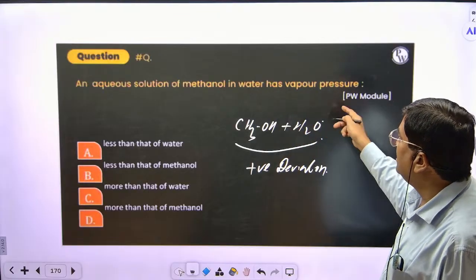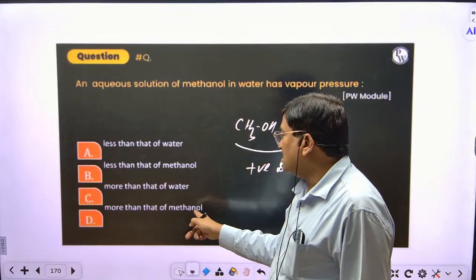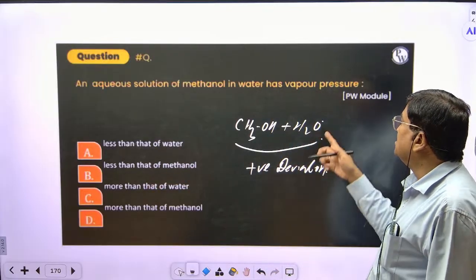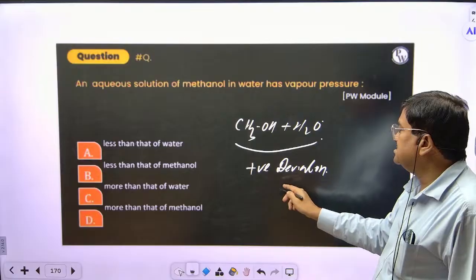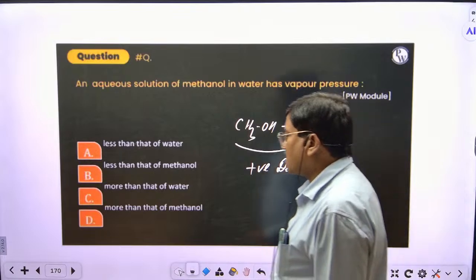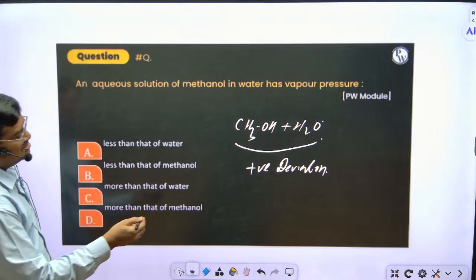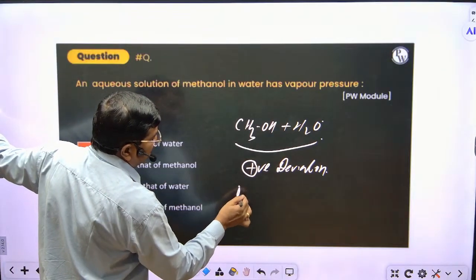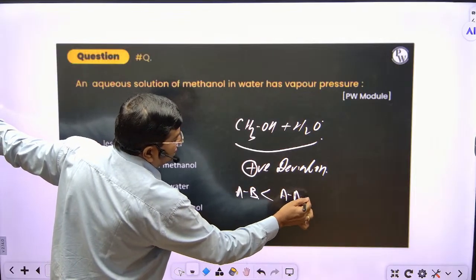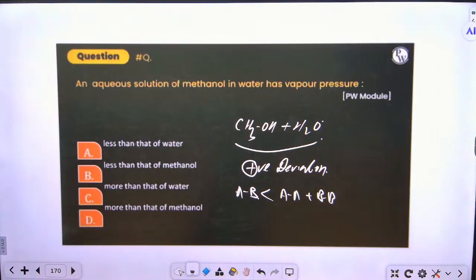The aqueous solution of methanol in water has a vapor pressure. This is positive deviation, which means it should be more than that of water or less than that of water? When you are comparing with methanol, this is positive deviation, no? It should be more than that of water. Positive deviation means the AB interaction becomes weaker compared to AA liquid and BB liquid. So interactions are becoming weaker, which means it is more volatile.